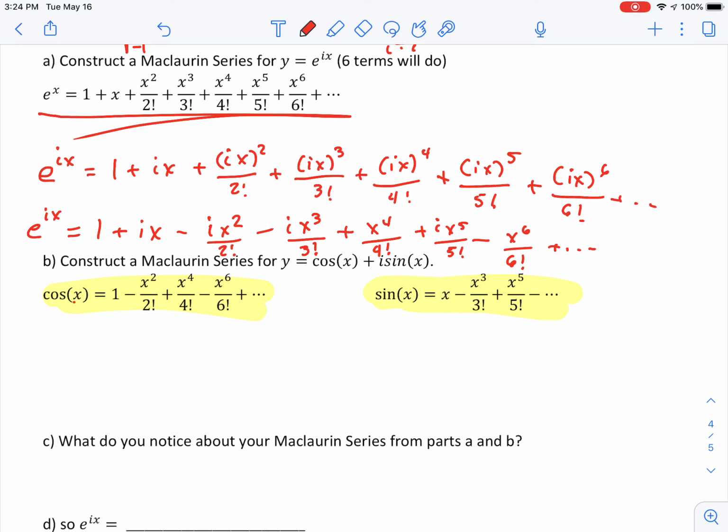Now, we're going to come up with cosine of x plus i sine of x. We already have the value for cosine of x.